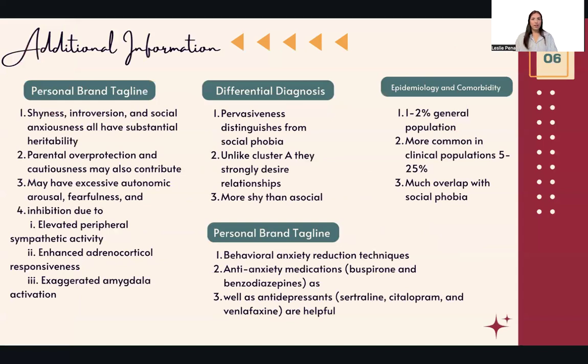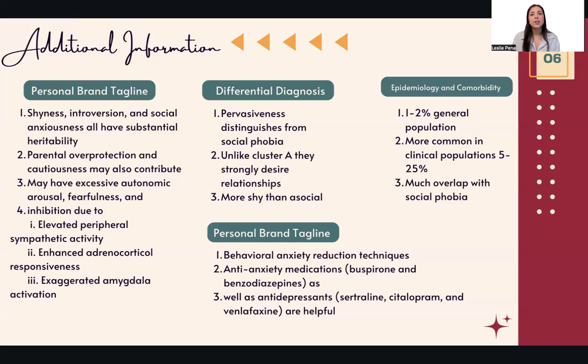Shyness, introversion, and social anxiousness have all been shown to have substantial heritability. Parental overprotection and cautiousness may also contribute to it. They may have excessive autonomic arousal, fearfulness, and inhibition due to elevated peripheral sympathetic activity, enhanced adrenal cortical responses, and exaggerated amygdala activation. 1 to 2% of the general population have it, and it's more common in clinical populations, 5 to 25%. And this has much overlap with social phobias.